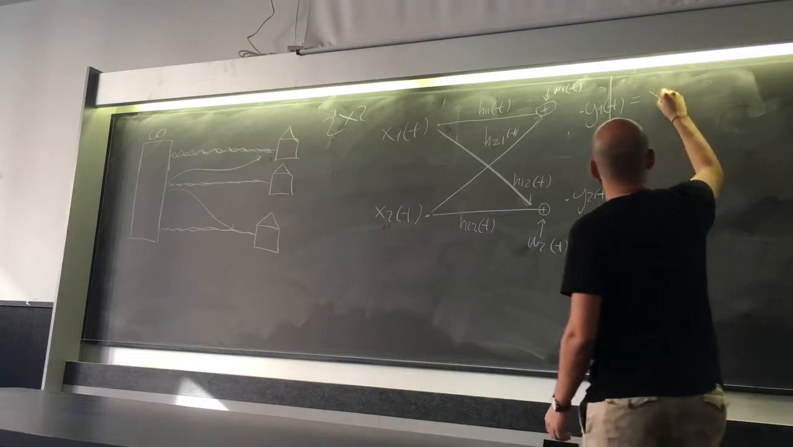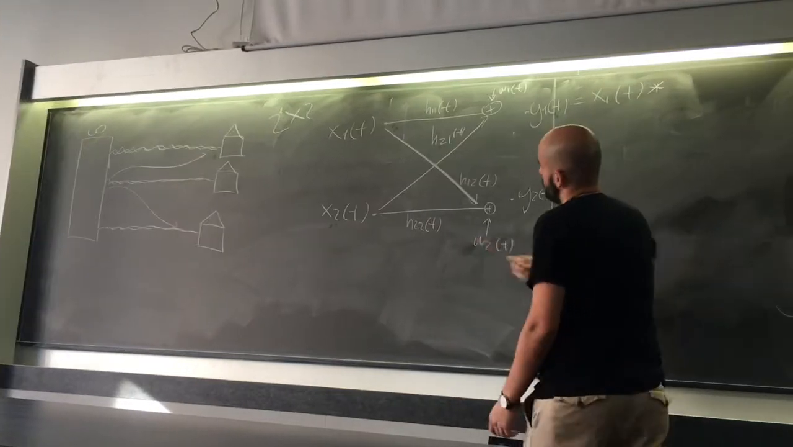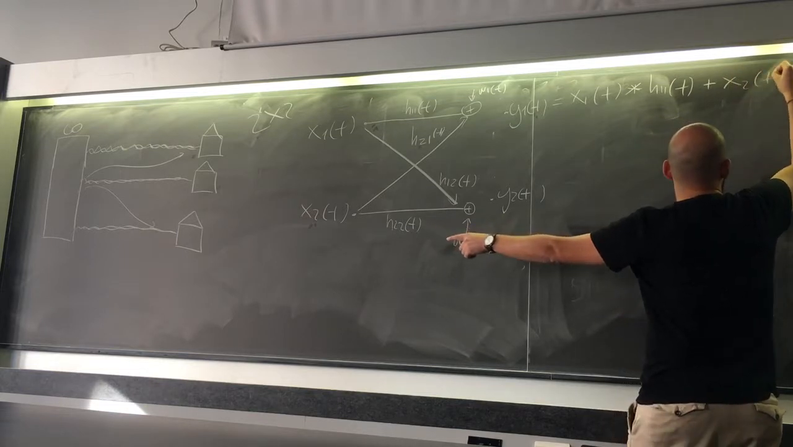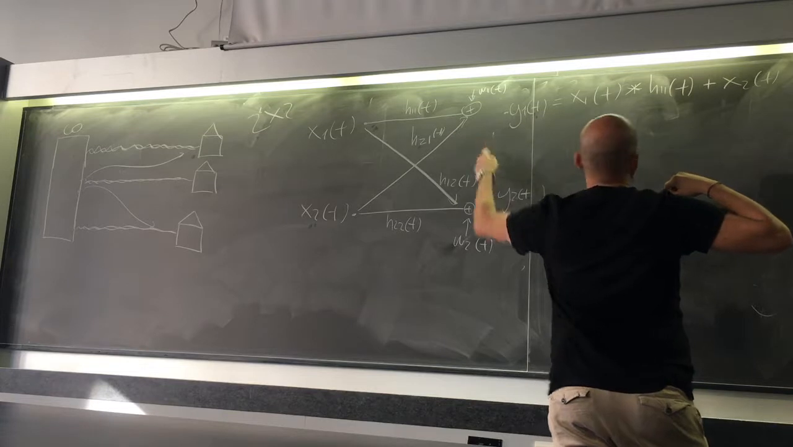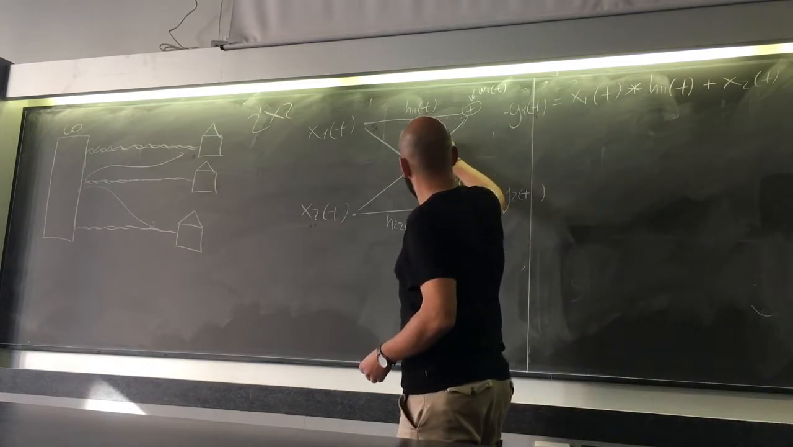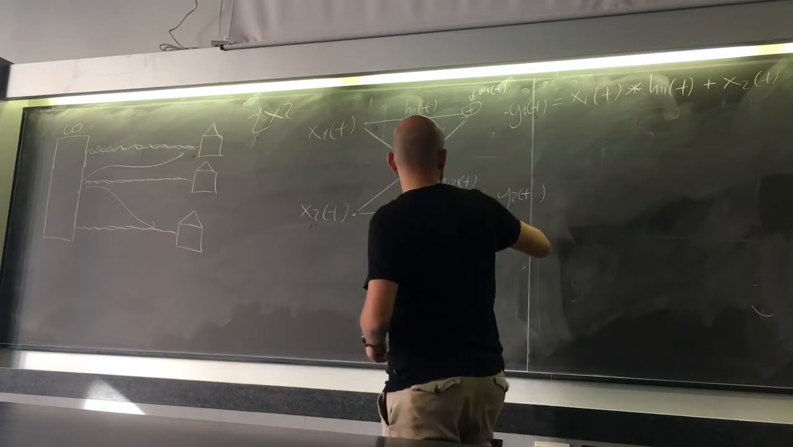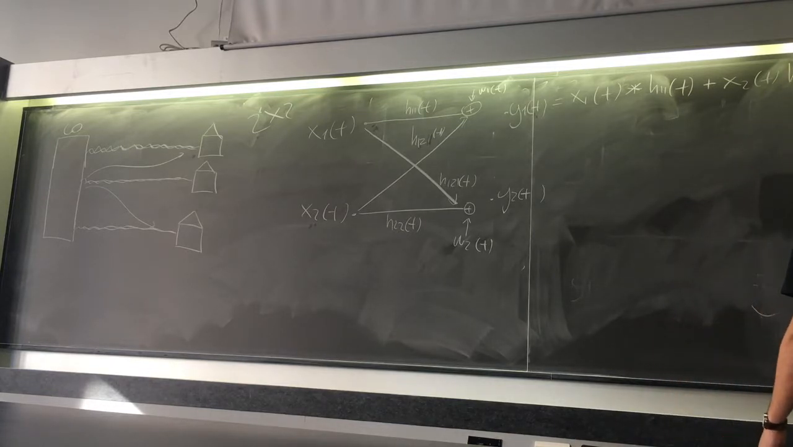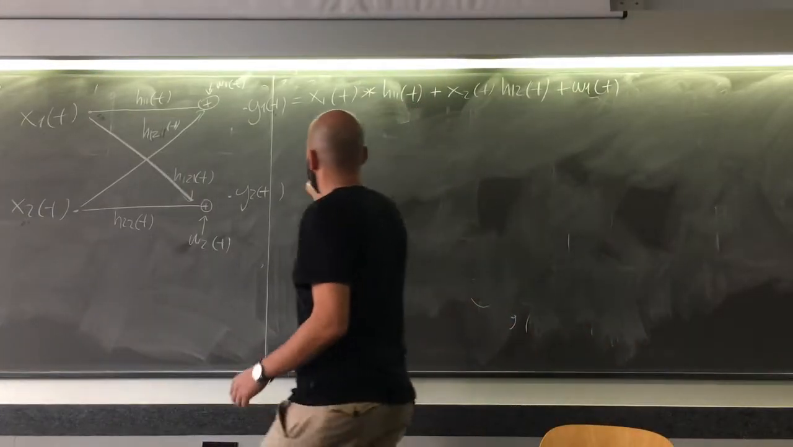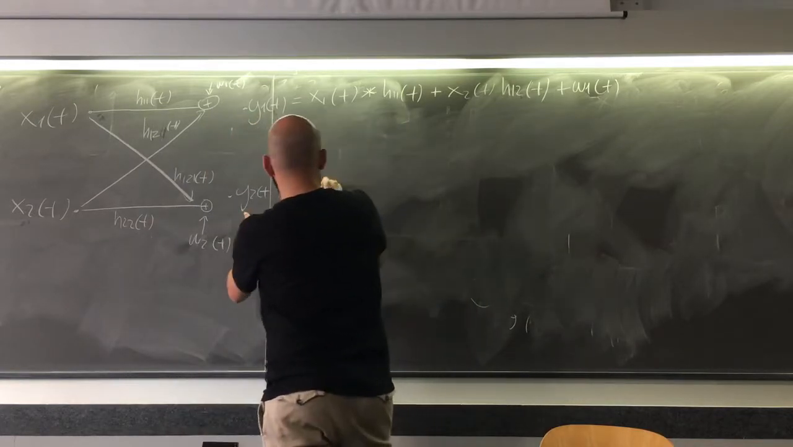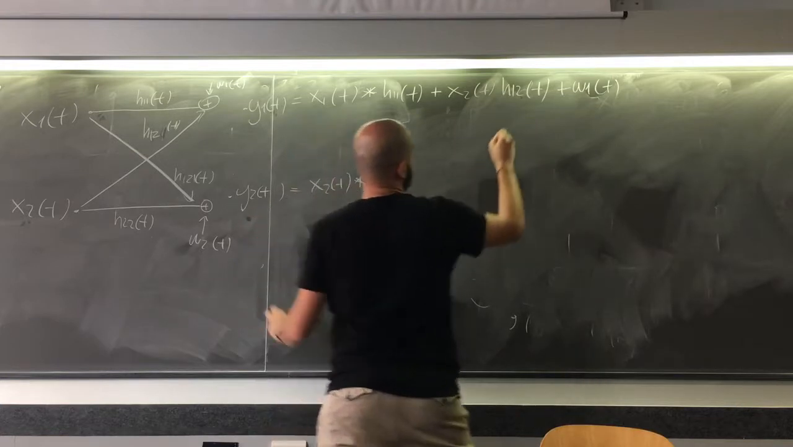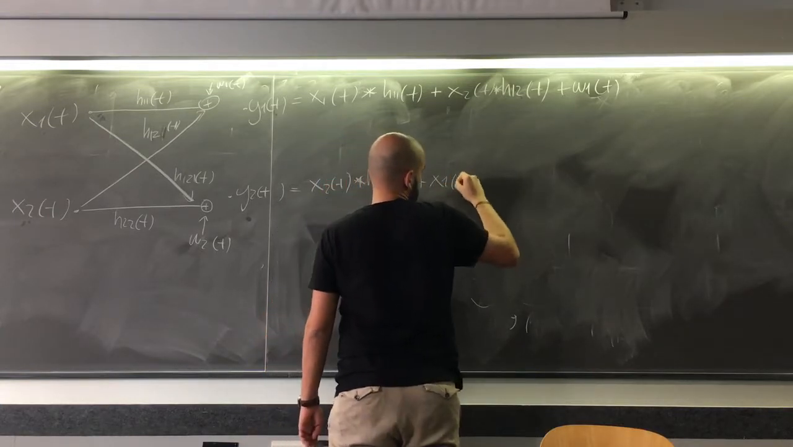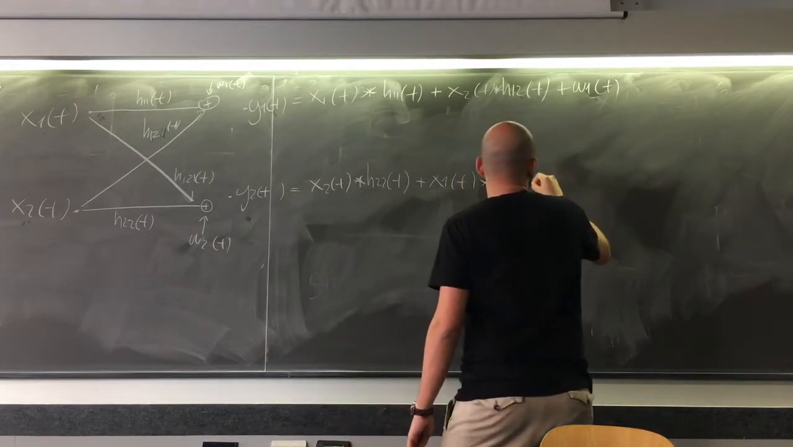So the signal that you get here is X1 convolved with your channel, plus X2 convolved with the cross channel, I guess this is h12 and this is h21, plus noise. And then Y2 is X2 convolved with its channel h22, plus X1 convolved with h21, plus W.